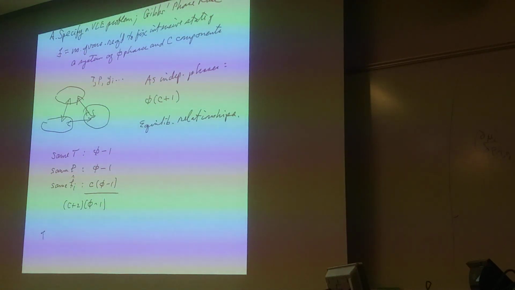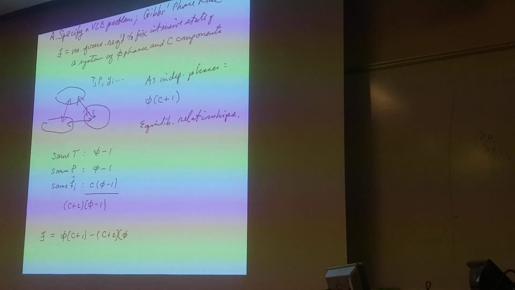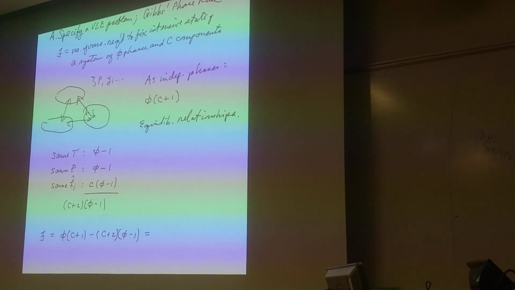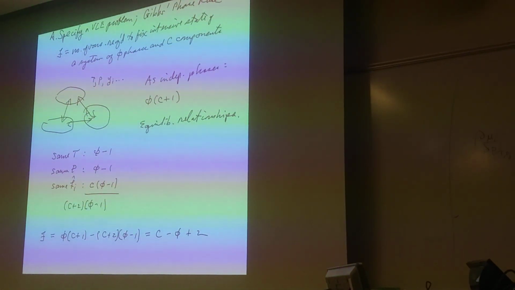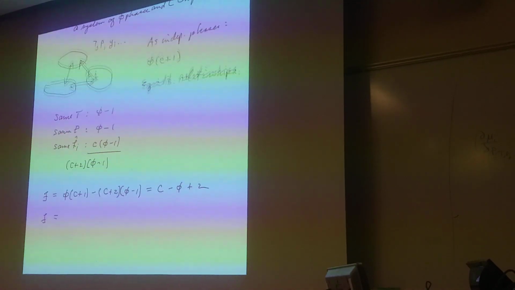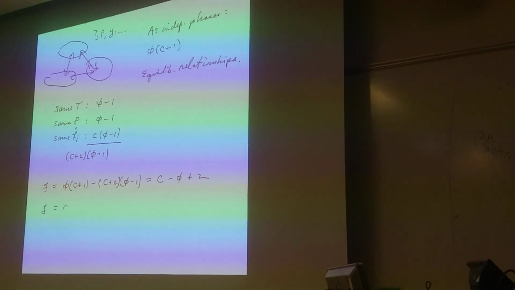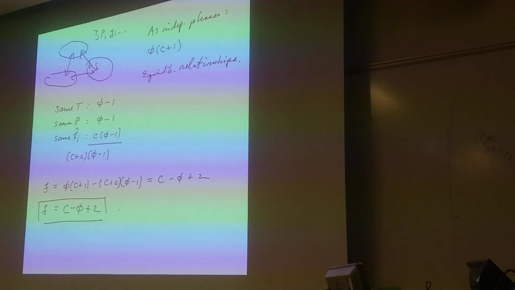So I'll get F here by looking at this grand total and subtract from it the number of equilibrium relationships. And that works out to C minus P plus 2, as you all know. So the statement that the number of variables required to fix the intensive state of the system is equal to C minus P plus 2 is what we know of as the Gibbs phase rule.